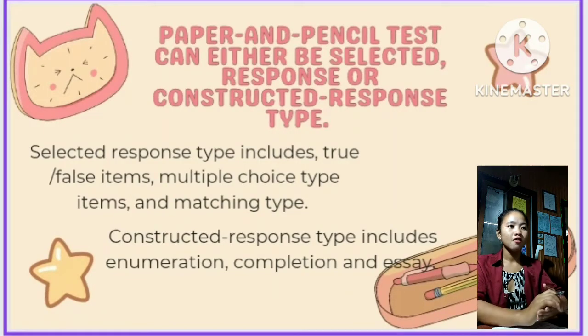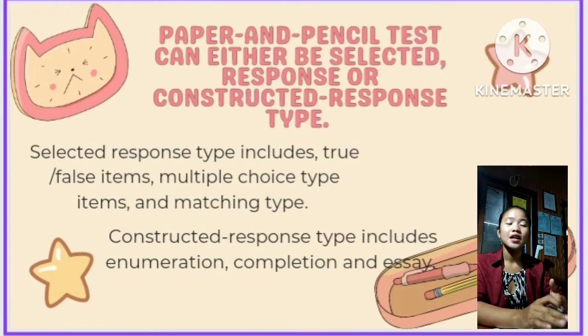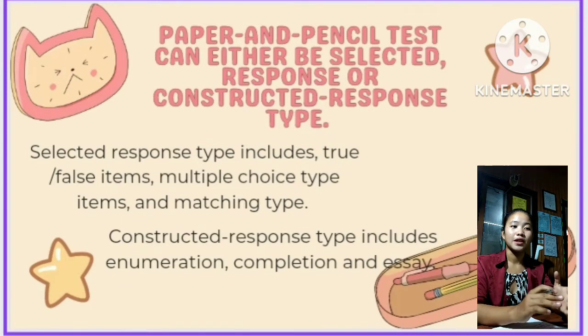Okay, so we have two types of paper and pencil tests. First is the selected response type, and the second is the constructed response type. Under the selected response type, we have true or false items, second multiple choice type items, and the matching type response. Under the constructed response type, this includes enumeration, completion, and essay. So sa selected response type po is meron tayong true or false, multiple choice type, and matching type.